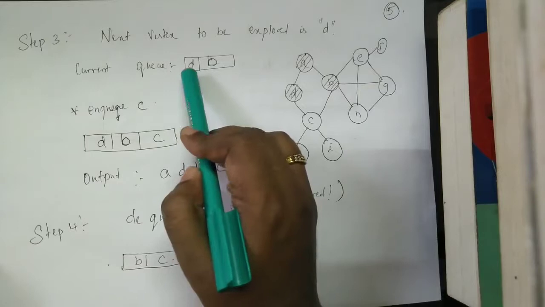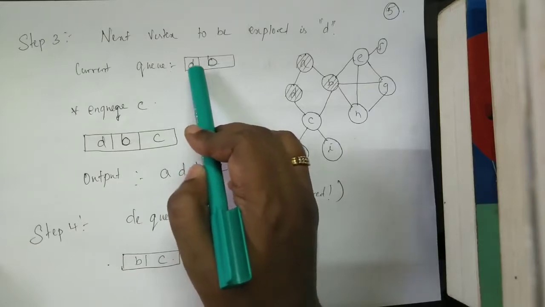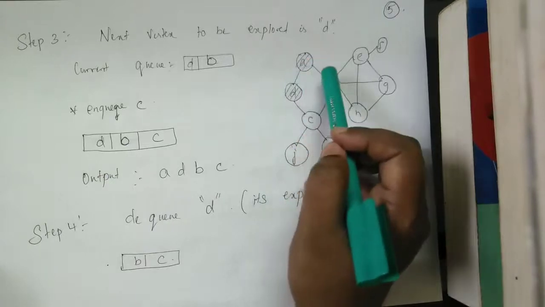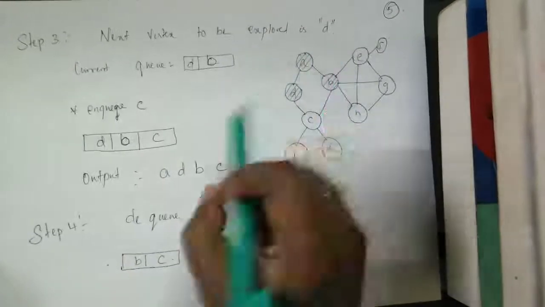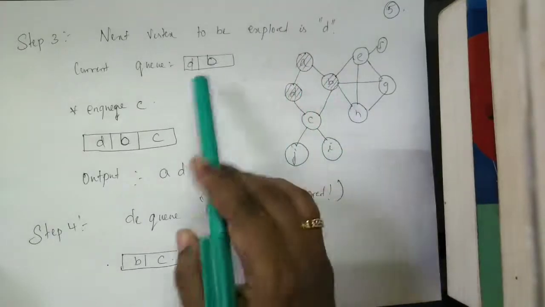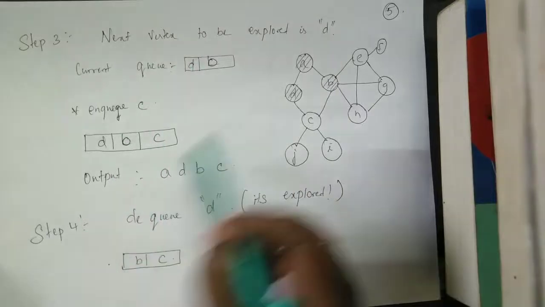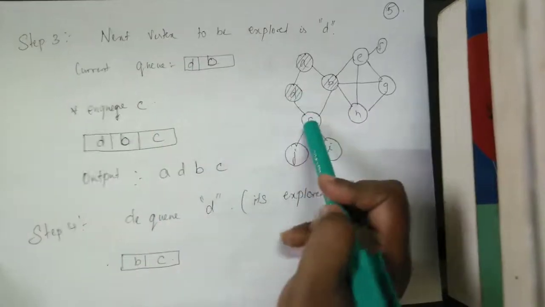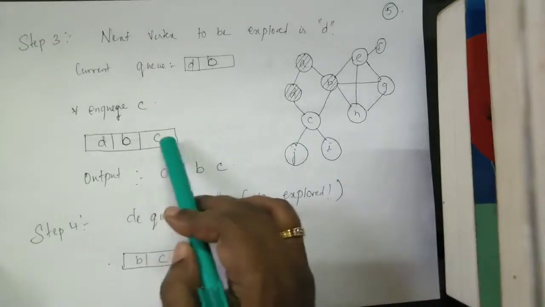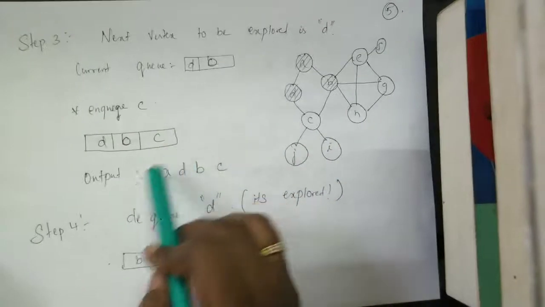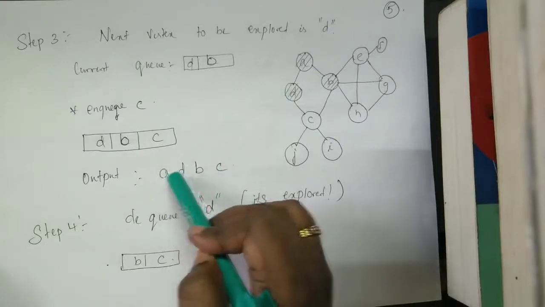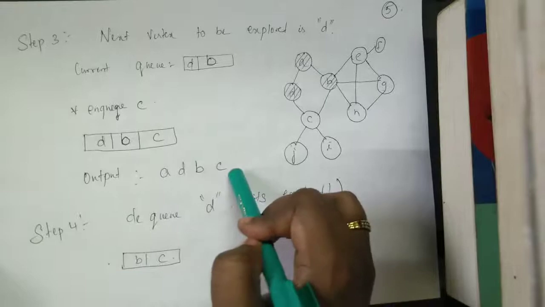Now we have to explore D. I've marked the visited vertices with stripes. So now A, D, B are visited. Now we have to explore D, as per the queue. The only vertex that is connected to D is C. So C is NQ'd. So the queue looks like this, and the output looks like this. A was already there in the output, so A, D, B, C is the current output.